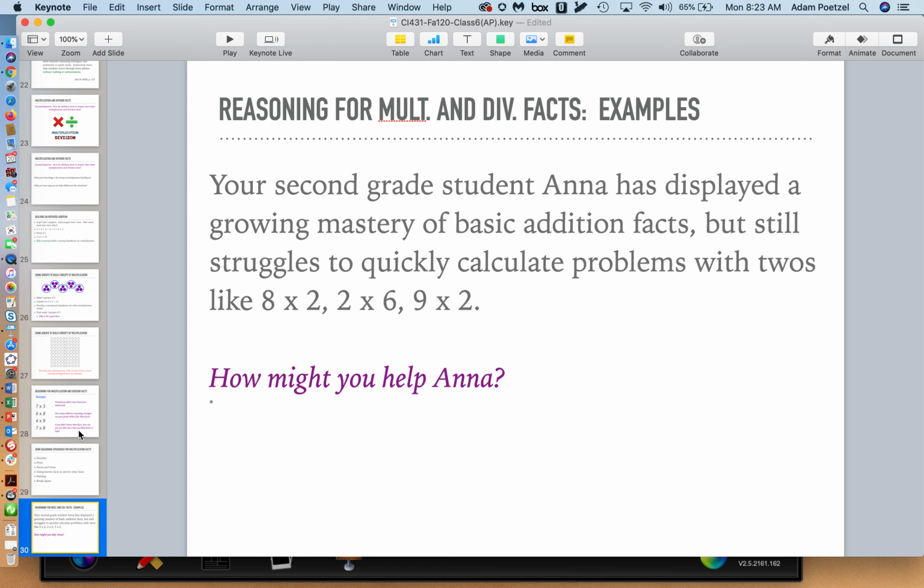So, for example, let's take a look at second grade student Anna, who's displayed a growing mastery of basic addition facts, but still struggles to quickly calculate problems with 2s, like 8 times 2 and 2 times 6. How might you help Anna? In this section, I encourage you to pause the video after each question like that and just think about it. Think about it and then unpause it to hear one possible answer.